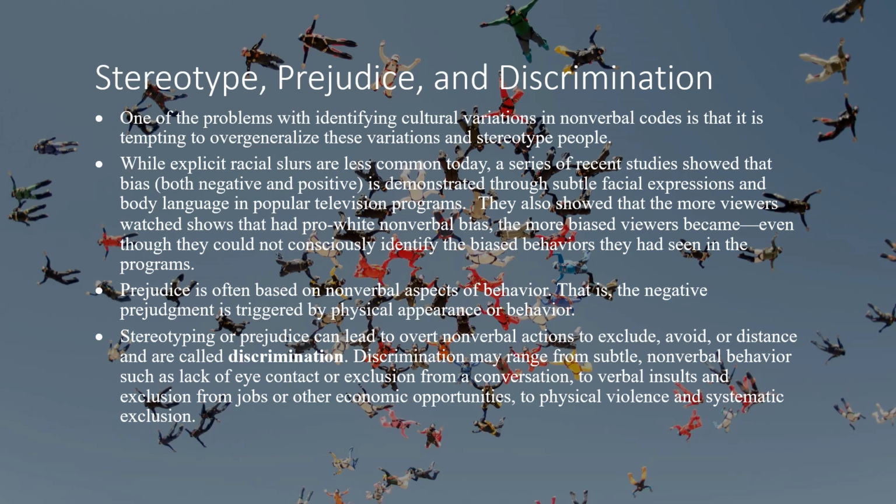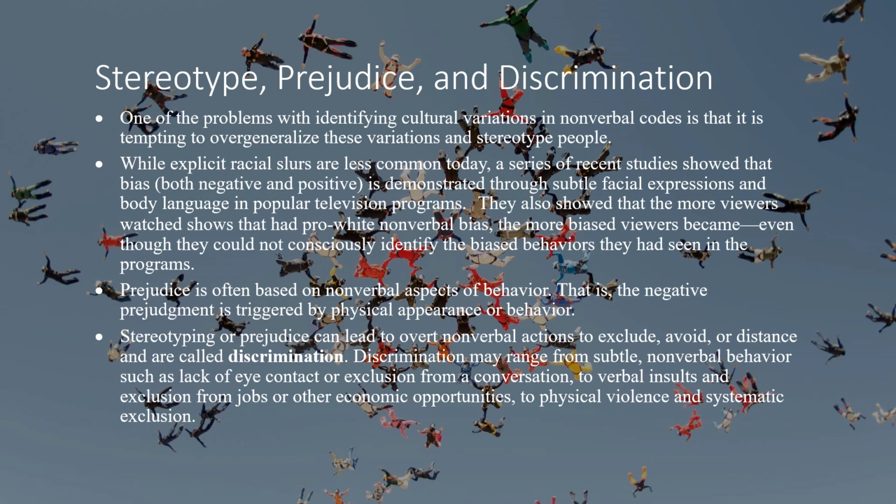They also found that the more viewers watched shows that had pro-white nonverbal bias, the more biased viewers became, even though they could not consciously identify the biased behaviors they had seen in the program. Right? In other words, viewers can learn additional behaviors by observing them in something as common as a television show. Right? That is the way you're supposed to act around people of this group, even if you didn't explicitly notice it or are able to describe it later. Right? It can still impact your own behavior.